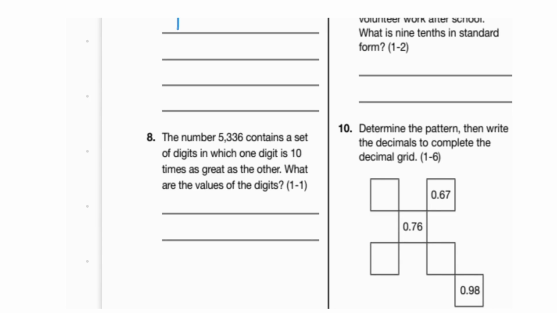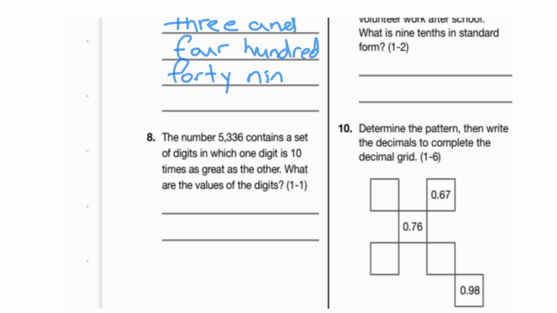So let's see. 3, 449, and it's in the thousands place. So this would be tenths, this would be hundredths, and this is in the thousands place. So 9 thousandths, and that's the word form.